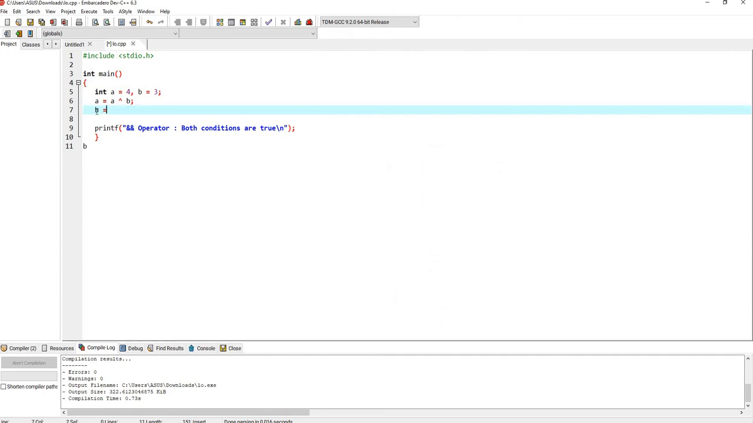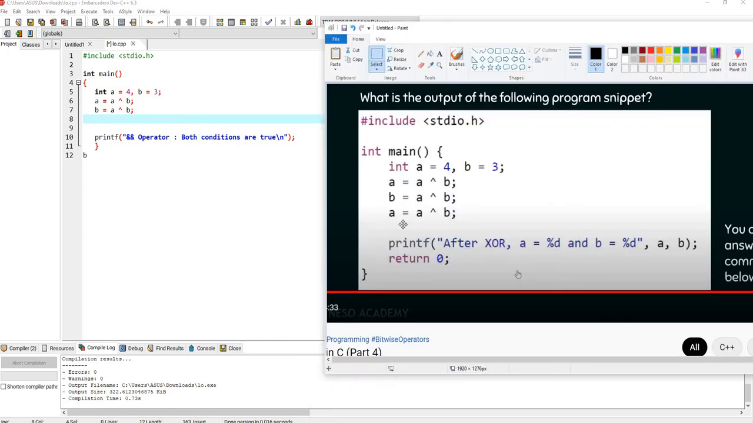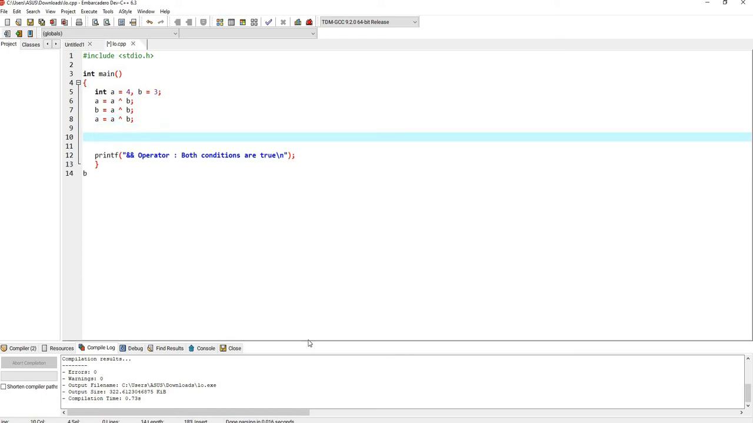Tapos A uli, A. Tapos, nasa 6. And then, B. Pareho lang, di ba? Okay. Tapos, A uli. Tapos, B. Okay. A. Tapos, A. Tapos, B. Tapos, okay. Ayan. Makakount na natin.